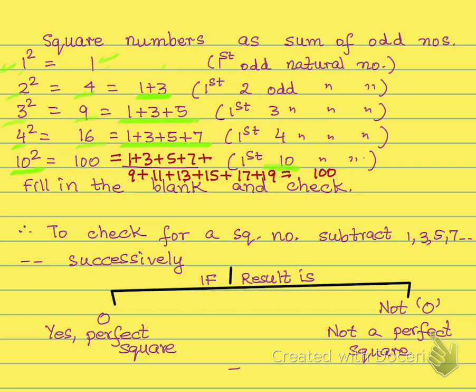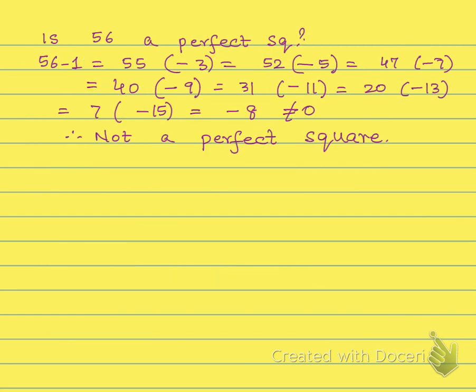Interestingly, if we have to find out whether a given number is a square number or not, how are we going to do it? At each stage, we'll start subtracting 1, then 3, then 5, then 7. Let's do one question here. The question is: is 56 a perfect square? You successively subtract 1, 3, 5, 7, 9, the odd numbers in successive series.